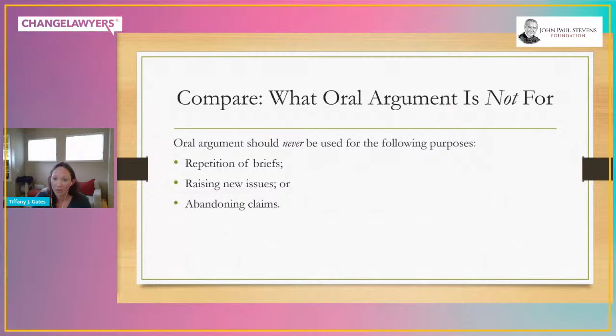In addition, as I mentioned on the last slide, oral argument is not an opportunity to raise new issues. Our judicial system is not a system of sandbagging. We don't really get to surprise our opponents. That's just not how our system has come to work. So anytime that the court perceives that sandbagging is occurring, they're going to look very disfavorably upon that as well.